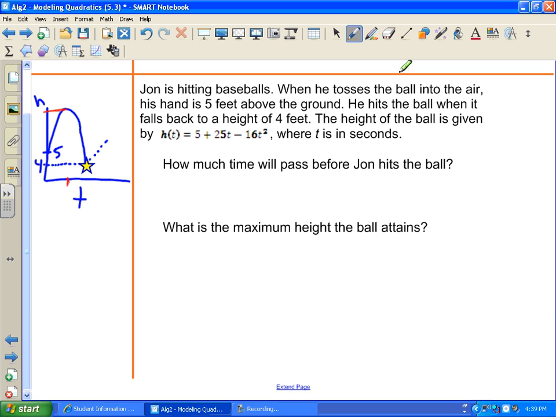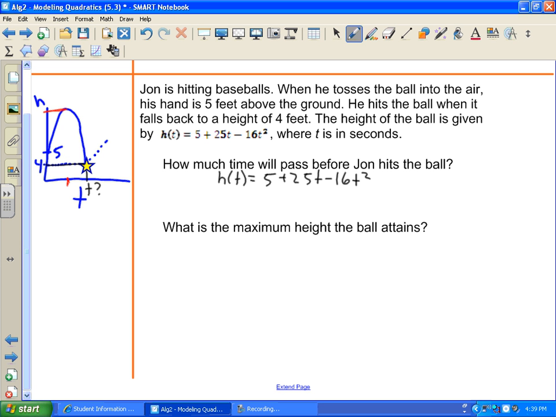Well, let's put it into context. I'm trying to figure out what the time is when my height is 4. I have an equation that models time and height. My equation says height is 5 plus 25t minus 16t squared. That's from the problem.